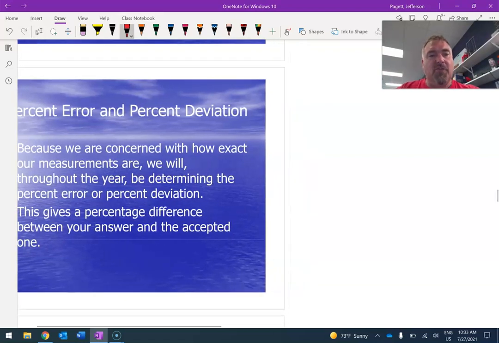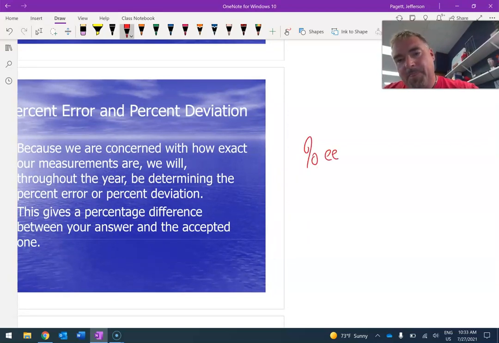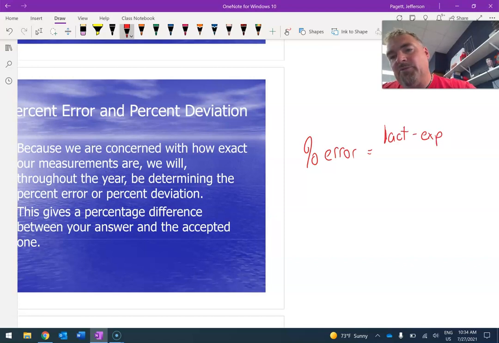Now, it's going to be very, very simple, and I just want you to write this down, because if you don't know this one, you're definitely going to be using it a fair amount. So I want to make sure you have it written down somewhere. So if you're doing percentage error, it will be your actual minus your experimental. Take the absolute value of that, so we're just going to drop the negative. And then we will divide that by the actual, and then multiply it by 100.